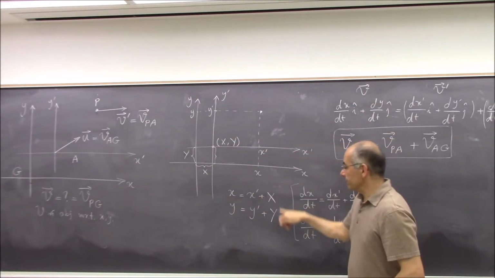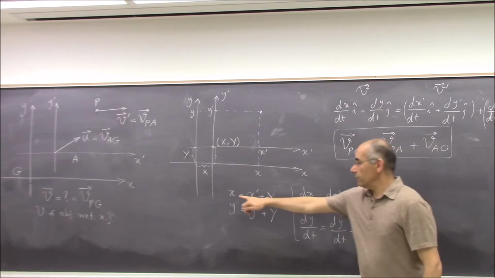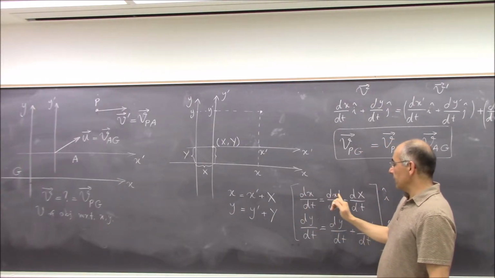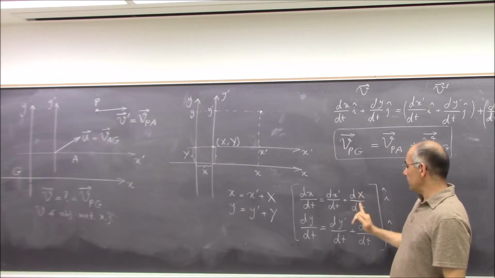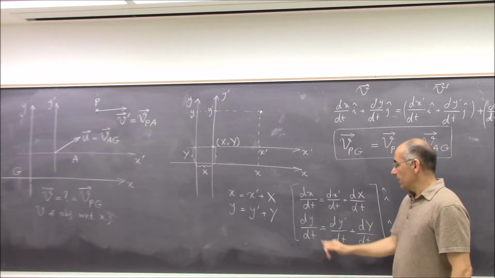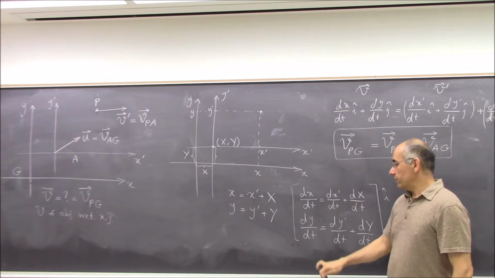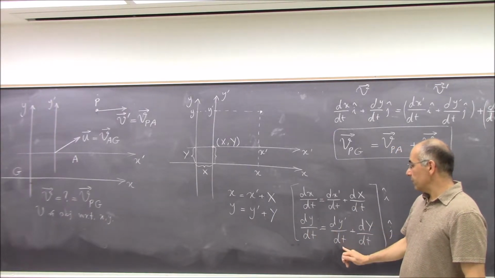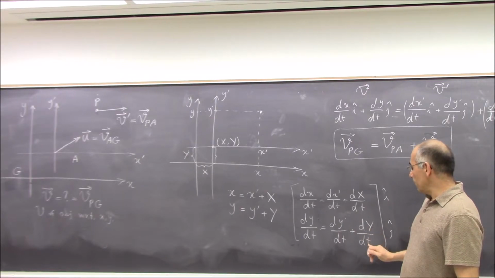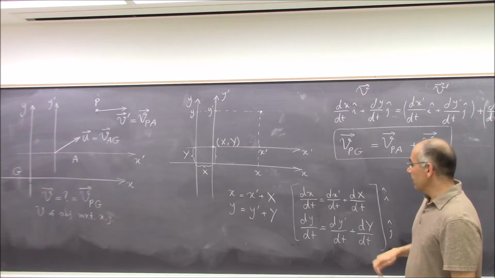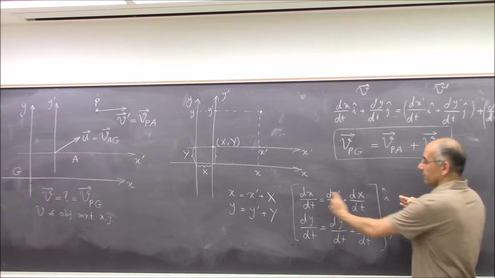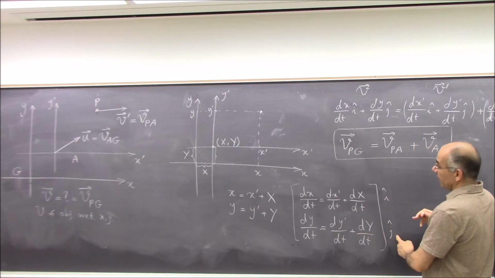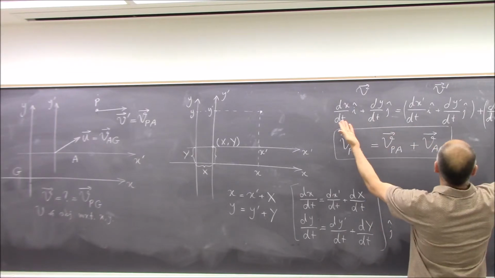So we have this. If you take the derivative of this equation with respect to time, you get dx over dt equal to dx prime over dt plus d capital X over dt. And the derivative of this with respect to time is dy over dt equal to dy prime over dt plus d capital Y over dt. And then if we multiply this equation by i hat, multiply this equation by j hat, and add them together, this is what we get.